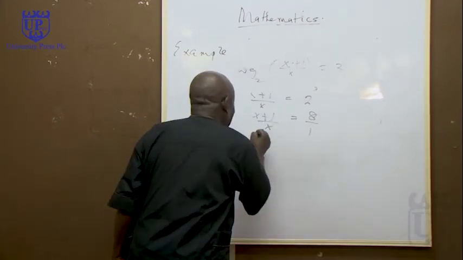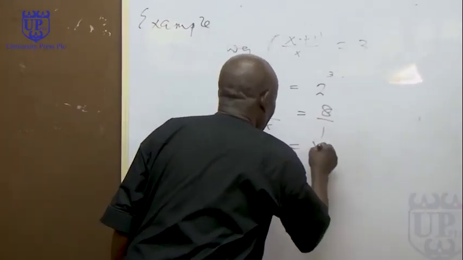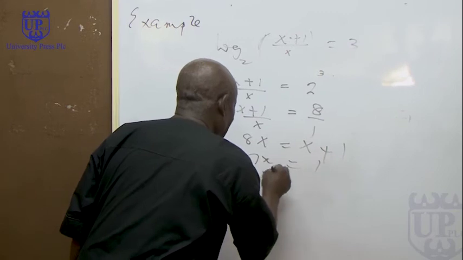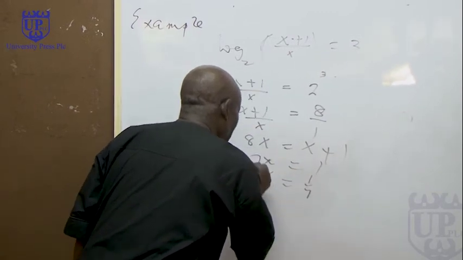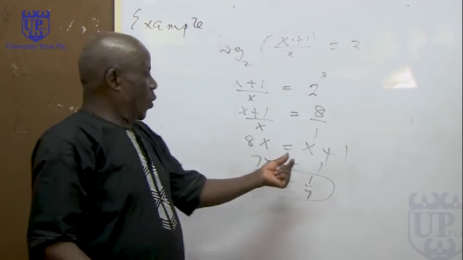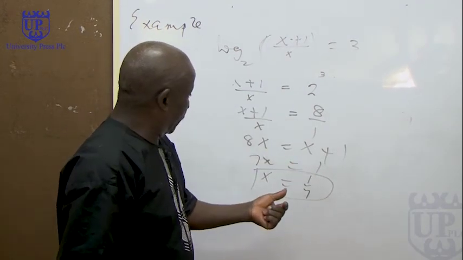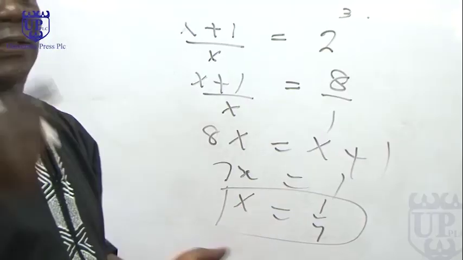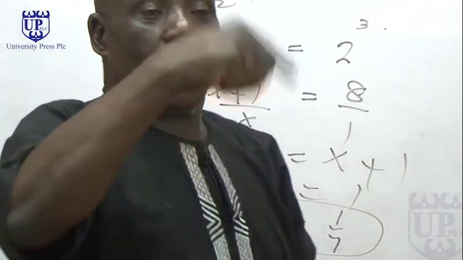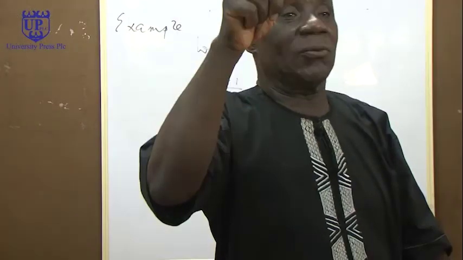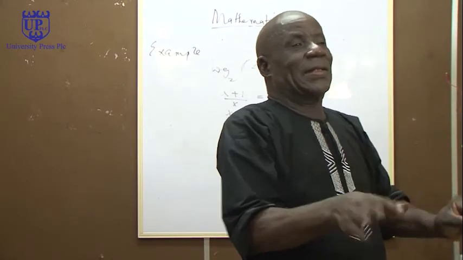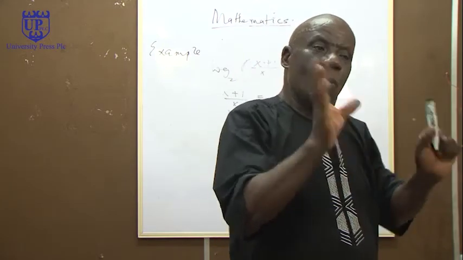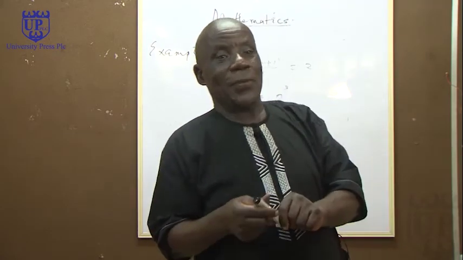You have 8x equals x plus 1. 7x is 1. x is 1 over 7. Please, for God's sake, I know some of you are very, very good. From here, you say 7x is 1. You know x is 1 over 7, but you don't want to write 1 over 7. You write decimal, 0.14, this and that. That's the end of the road. Because the correct answer is 1 over 7. It's not 0.13 something.